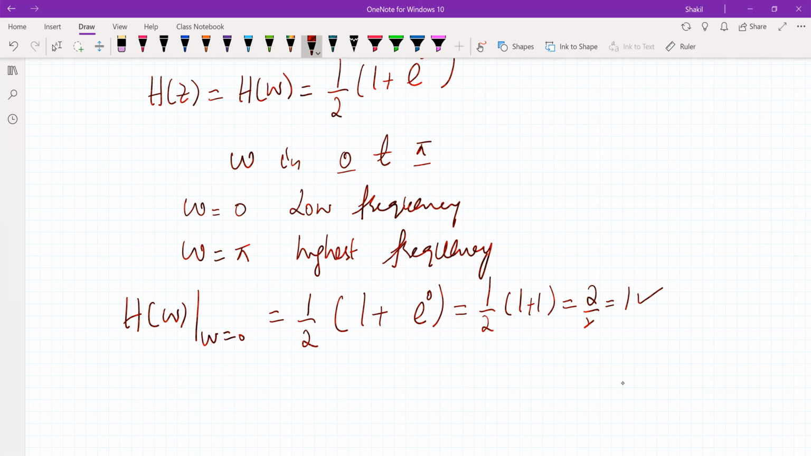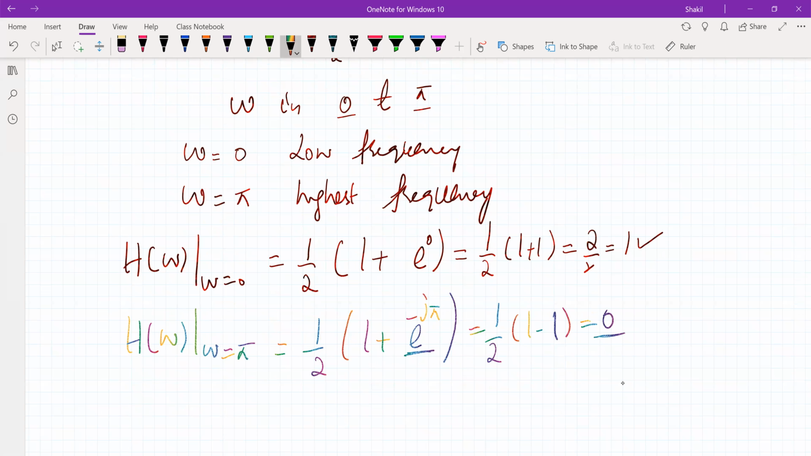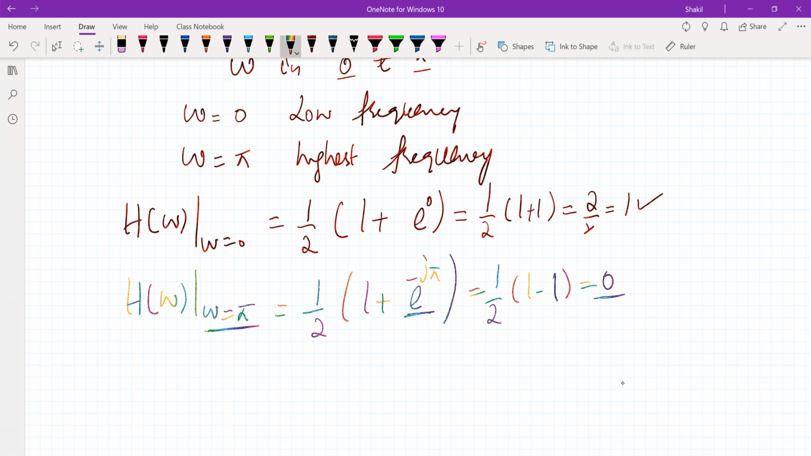Now, when omega is equal to pi, what will happen to H of omega? This will be 1 by 2 times 1 plus e raised to the power minus j pi, and if you remember, e raised to the power minus j pi is minus 1, so 1 by 2 times 1 minus 1, which is 0. So this rejects or does not allow the higher frequencies to pass. The highest discrete time frequency is pi. Alright. So this is allowing omega equal to 0, which is low frequency, to pass, but rejecting the high frequency.